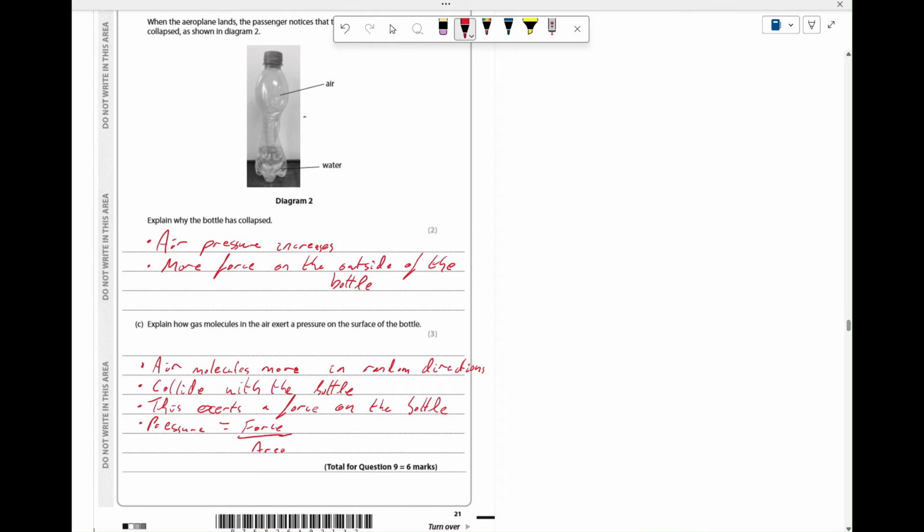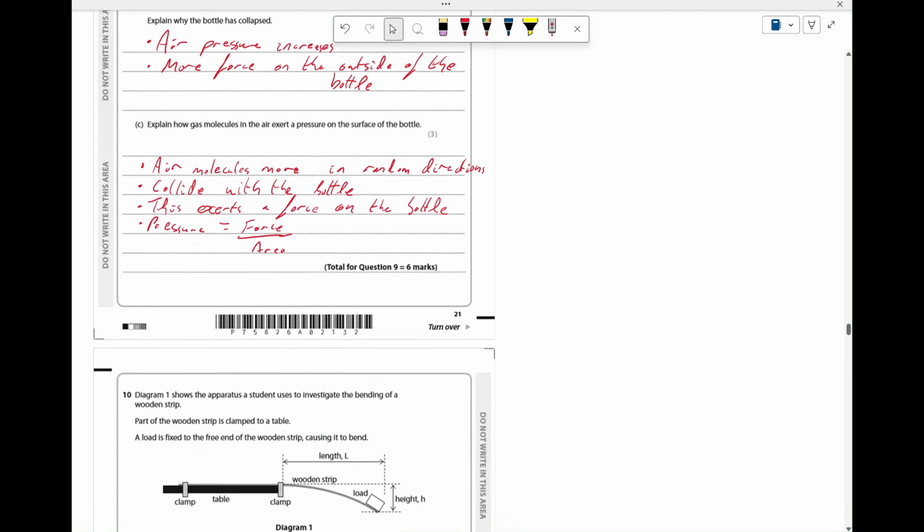You can also draw a diagram if you want. If you want to draw some sort of particles moving in random directions, you can see that some of them are hitting the bottle, some of them aren't. Something like that maybe would help your answer.